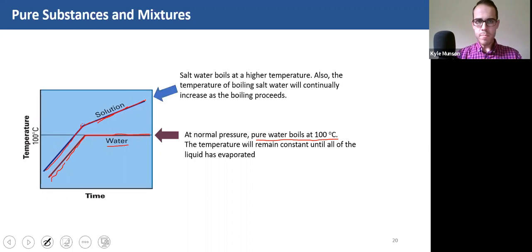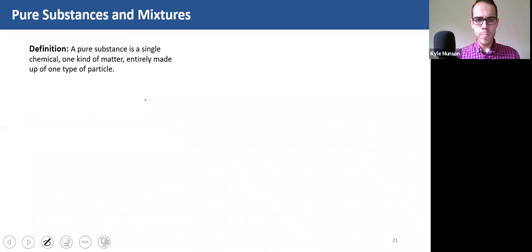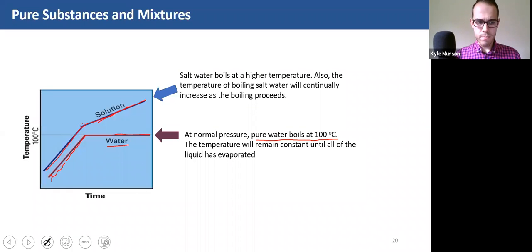So why is this example important? Well, there should be an animation there. I'll just say what's supposed to be there. It highlights the differences between pure substances and mixtures. These two things, pure water and salt water, are behaving differently. They have different properties. And that's why we want to investigate the differences between pure substances and mixtures.